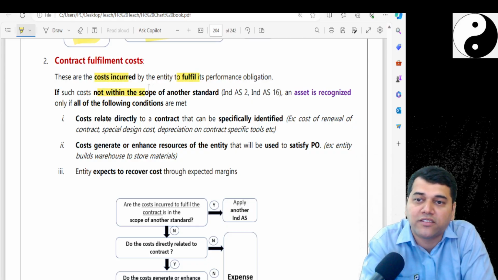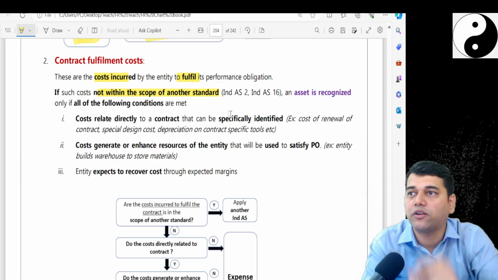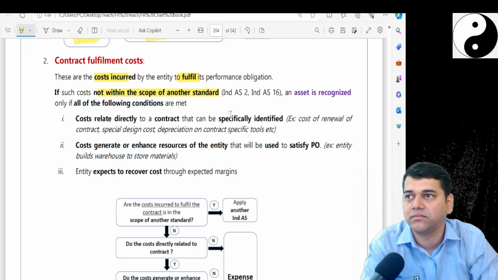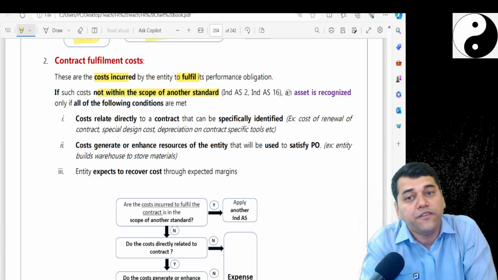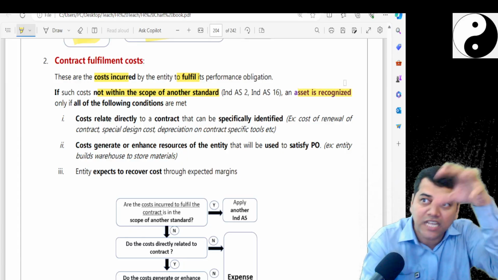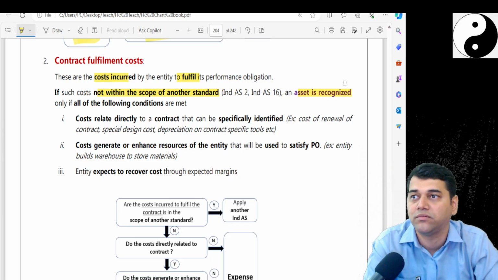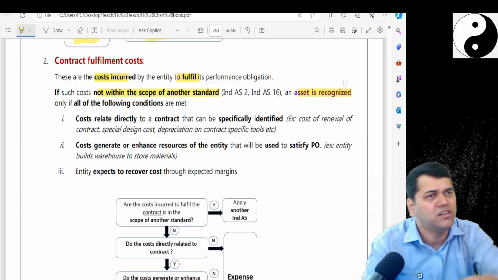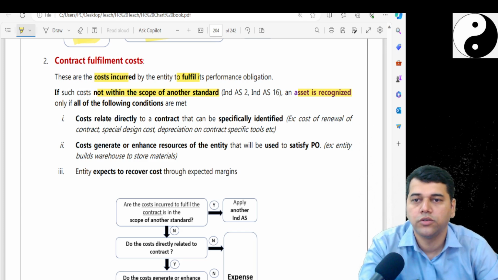If such costs are not accounted for in another standard, like you paid salary to your employee to work on that contract, how do you treat that employee salary? Ind AS 19, because you didn't get this employee specifically for this. So, if not, then you treat it as an asset and charge it to the P&L account in the pattern of recognizing the revenue. If you cannot separate that employee cost for this contract, account for it as per Ind AS 19. So, you're clear, students?